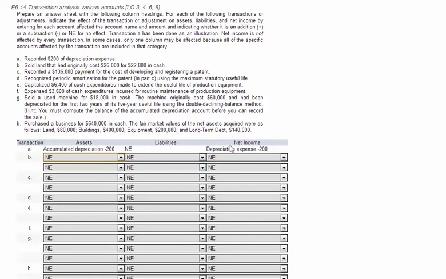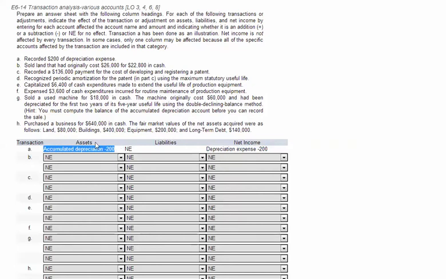All right, so A, recorded $200 worth of depreciation expense. Well, when you record depreciation expense, you debit depreciation expense, credit accumulated depreciation. Depreciation expense, or expenses in general, decrease your net income. So we decrease net income by $200. And then our accumulated depreciation, which is a contra asset account, also depreciates our assets.